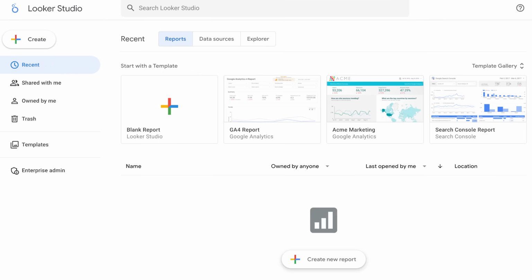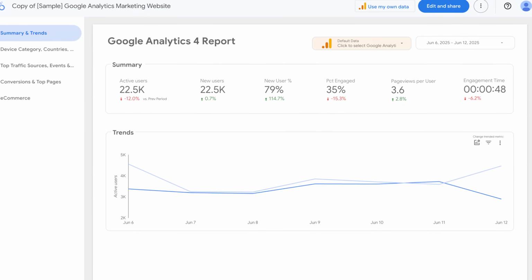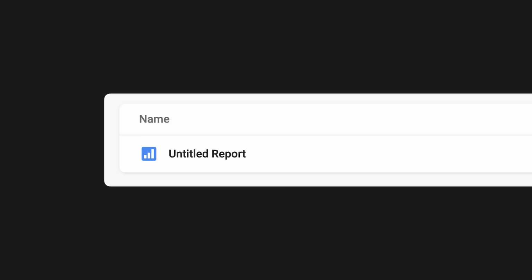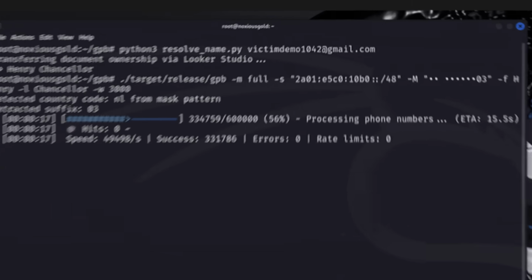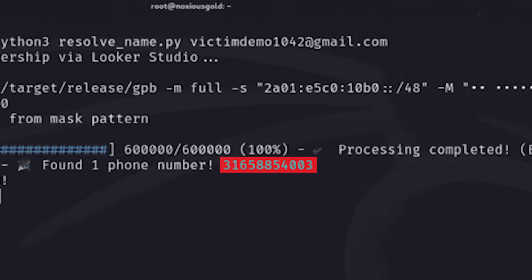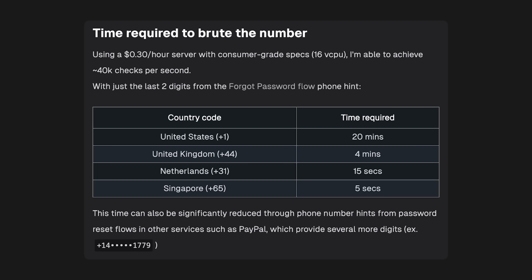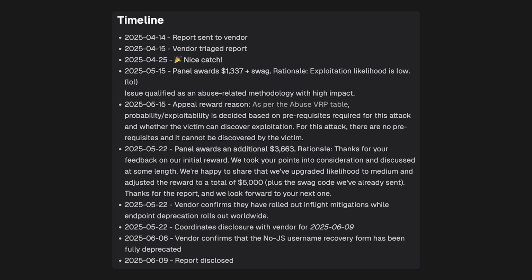It's a data visualization tool that you can use to visualize data, and a bug in it meant that just by sharing a document with someone's email address, it would give you their full name. At this point, Bruteforcing was able to put a script together to handle the full attack chain, taking an email address as input and returning its phone number. The brute forcing would take anywhere from a few minutes to just a couple of seconds, depending on the country code of the person you were trying to dox. But unfortunately for cyber bad guys, Bruteforcing reported this to Google, who awarded him $5,000 for his efforts and deprecated their no JavaScript account recovery form for good.